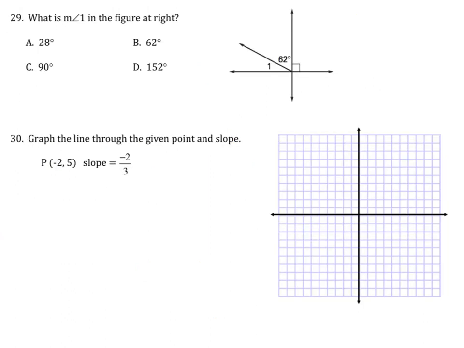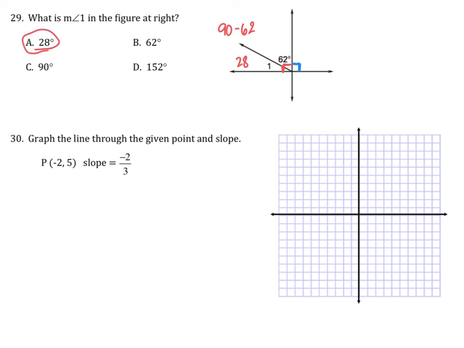All right, last two here. On 29, I want to find the measure of angle 1. Well, if this is a right angle, then I also have 90 degrees on this side. So angle 1 and 62 are complementary. If I do 90 minus 62, angle 1 is then 28, so the option again is A, 28 degrees.